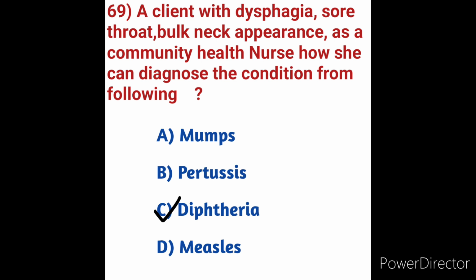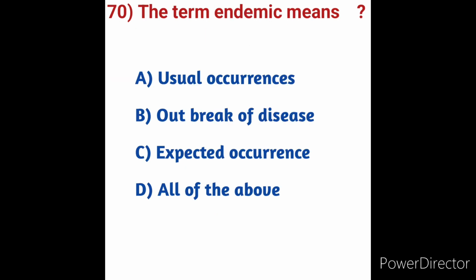Next we will move on to question number 70. This is the last question in this part 3 video. We discussed only 20 questions in part 3. The 30 questions from 71 to 100 we are going to discuss in the part 4 video. The 70th question: the term endemic means. We will see the options here. Option A, usual occurrence. Option B, outbreak of disease. Option C, expected occurrence. Option D, all of the above.